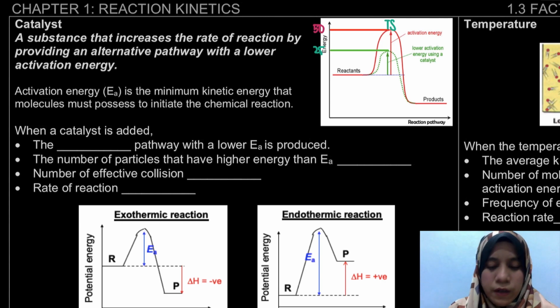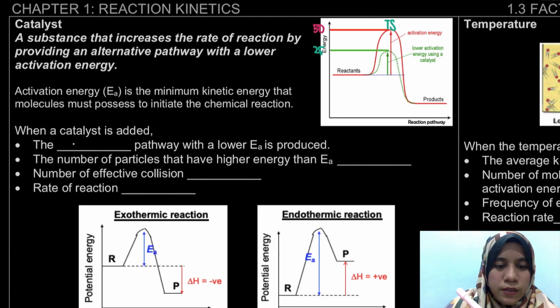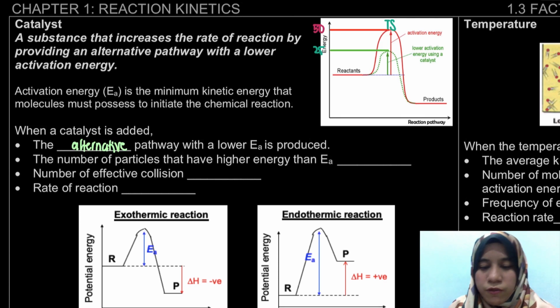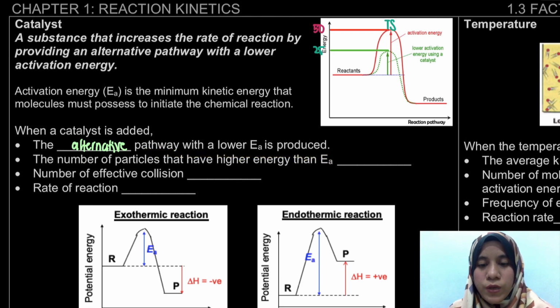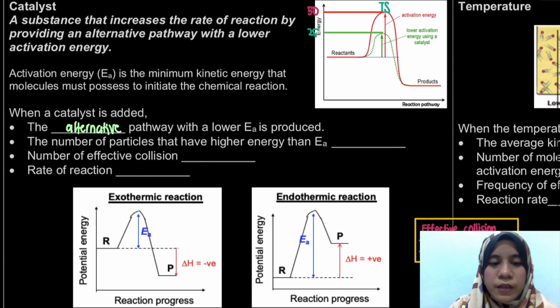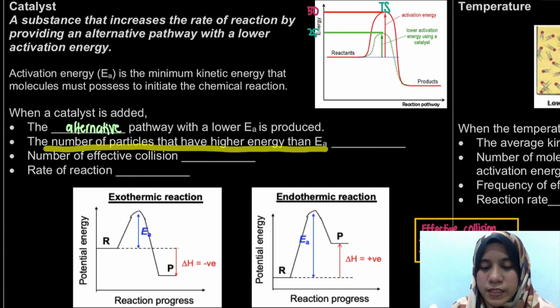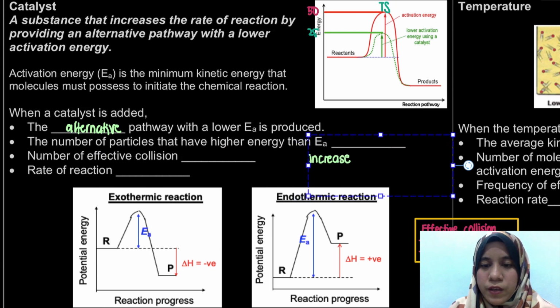We have to mention that when a catalyst is added, the alternative pathway with a lower activation energy is produced. So what does it mean? The number of particles that have a higher energy than the activation energy will increase as well.